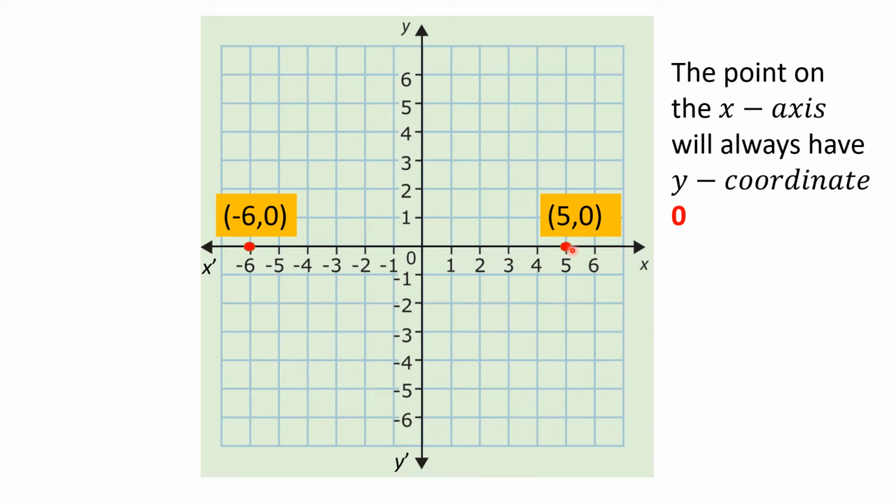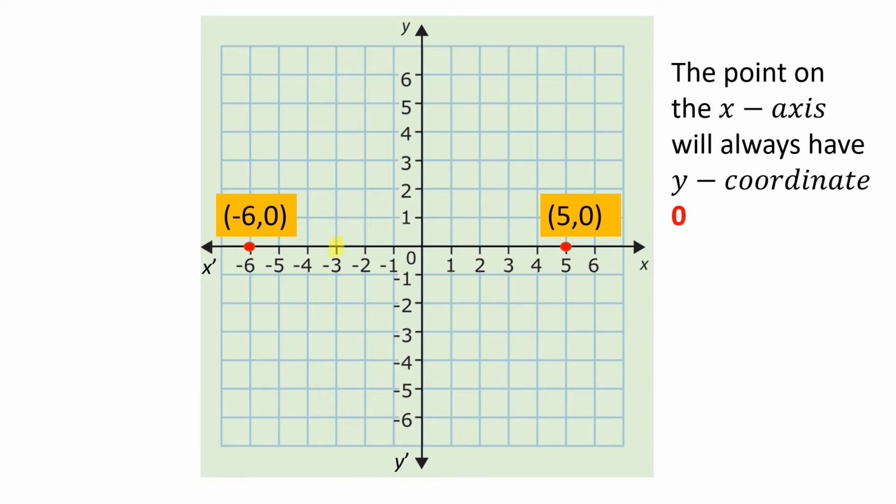So you can see that whenever the y coordinate is 0 and the x coordinate is only a number, then that kind of point lies on the x-axis. Okay, what did I say? The point on the x-axis will always have y-coordinate 0. So you take any point on the x-axis.